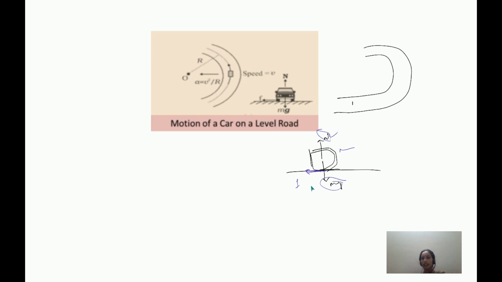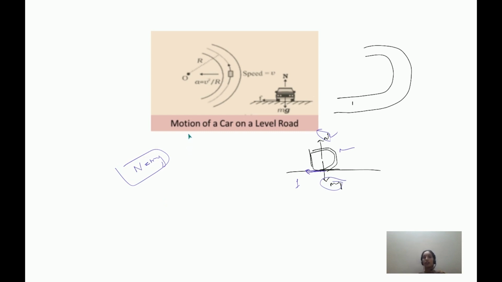Then obviously weight, and we can see your normal reaction and weight are balanced. That's why the car is not flying up; it is just still on the road. So your N must be balanced by mg, and it has nothing to do with centripetal force. Then who is giving us the centripetal force?